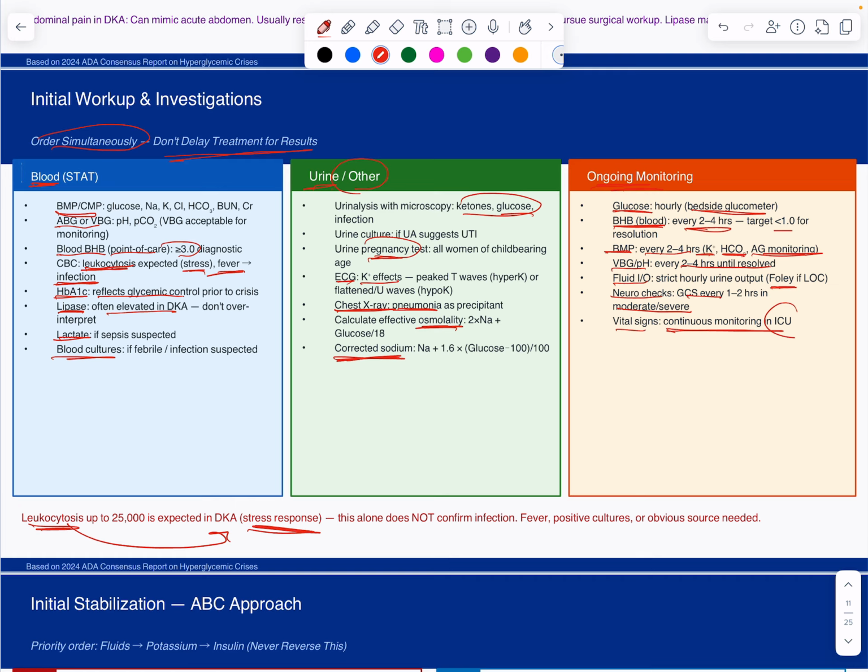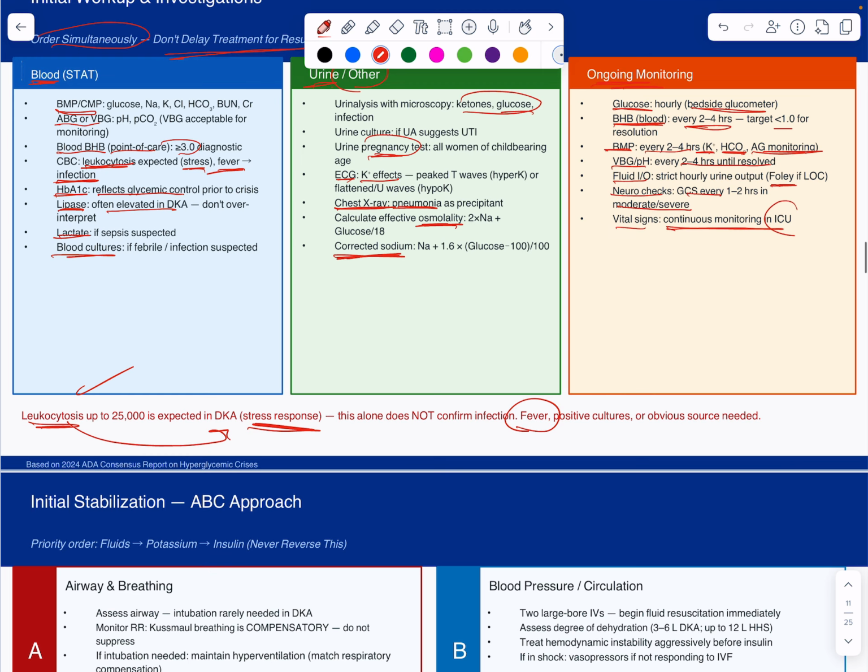But DKA, usually you don't see fever. So if you see leukocytosis, that's okay. If you see a fever, usually you need to look for signs and symptoms of infection, get blood cultures, get urine infection test, get chest X-ray to look for pneumonia, and antibiotics if needed.